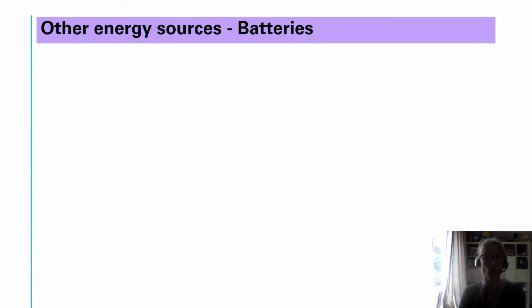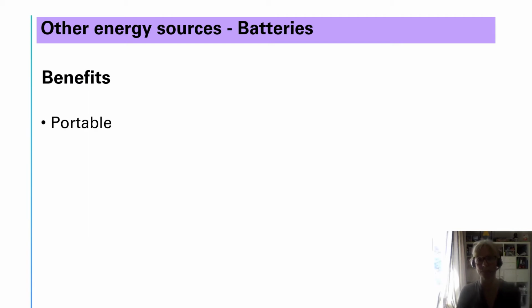Okay, so we talked about renewable and non-renewable energy sources. So now the final one we need to talk about is your batteries. And obviously the huge benefit of a battery is its portability. Car batteries, torch batteries, that's the main benefit of a battery. It stores energy and you can take it anywhere.